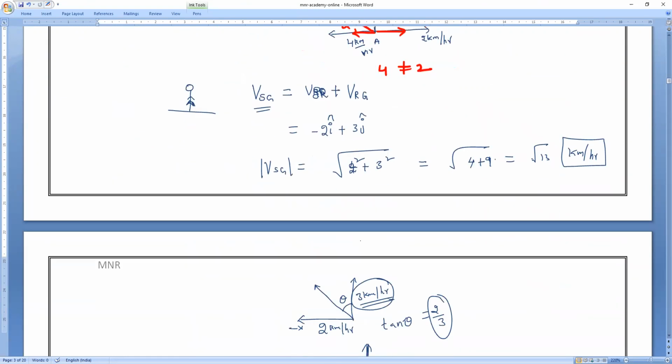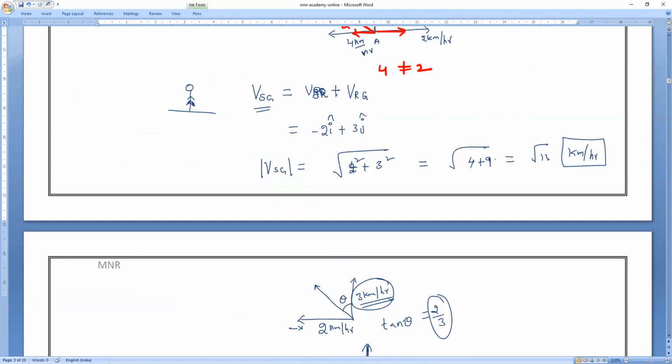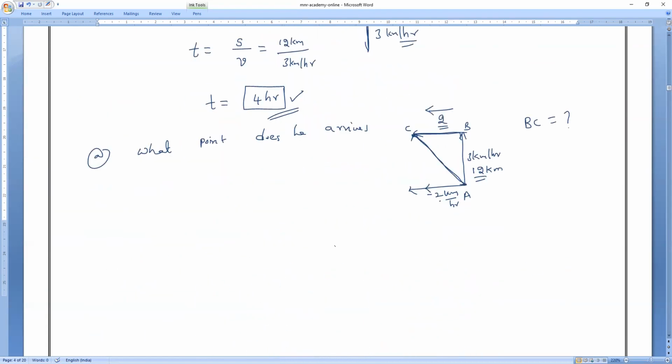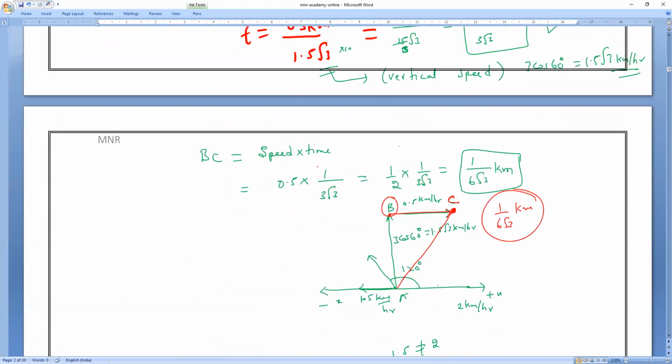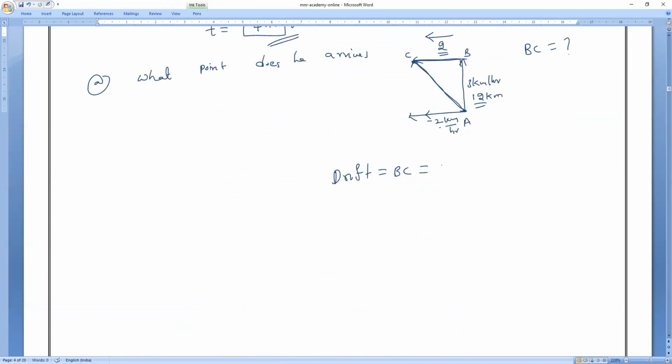5 kilometers per hour. Now we want to find the drift. At what point is he reaching? So that is BC. So drift is equal to what, what is the formula? Drift BC is equal to how much, what is the formula? Just now, before, we also solved a question. Drift BC is equal to what? Verify it. Speed into time. Understanding? So drift BC is equal to speed into time.